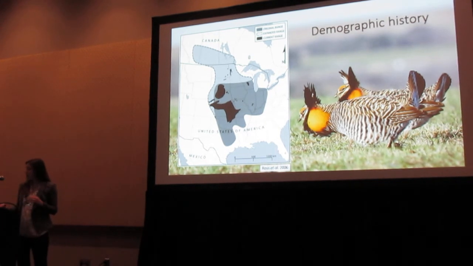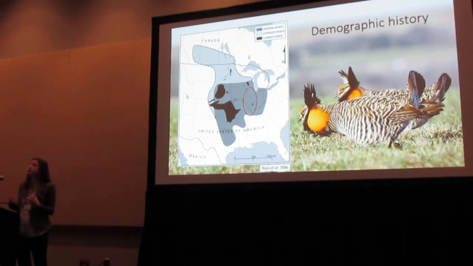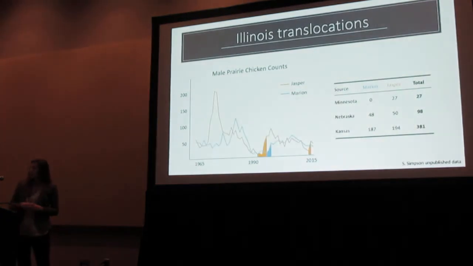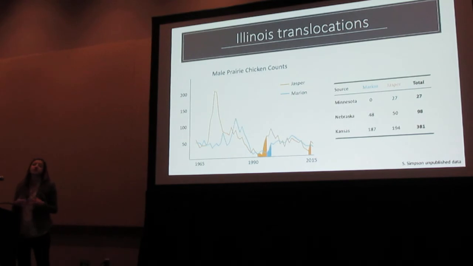And so of the states that have existing prairie chicken populations today, Illinois suffered some of the greatest losses. They went from an estimated 2 million birds statewide to less than 50 individuals by the early 1990s in 2 small isolated populations. And so in response, the Illinois Department of Natural Resources implemented a series of translocations from 1992 to 1998, and they moved birds from existing populations in Minnesota, Nebraska, and Kansas in the numbers that you can see here.